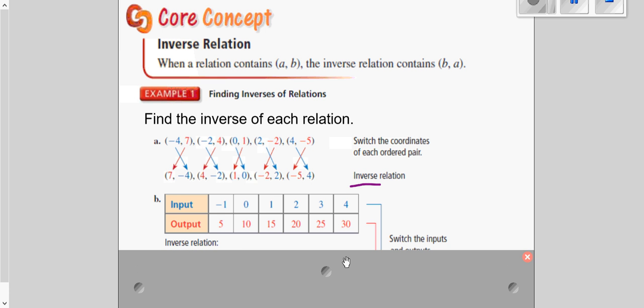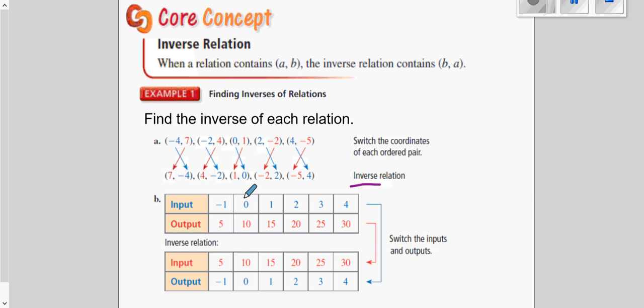Now what about a table? They give us an input-output table or an XY table. The inputs become the outputs and the outputs become the inputs. So the -1 through 4 that were the inputs become the outputs, and the 5 through 30 that were the outputs become the inputs. And we have an inverse relation.